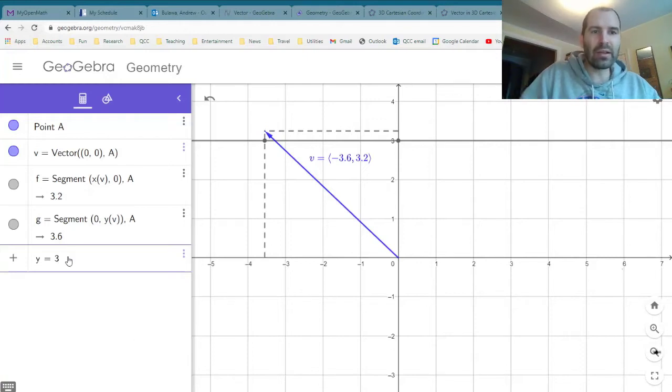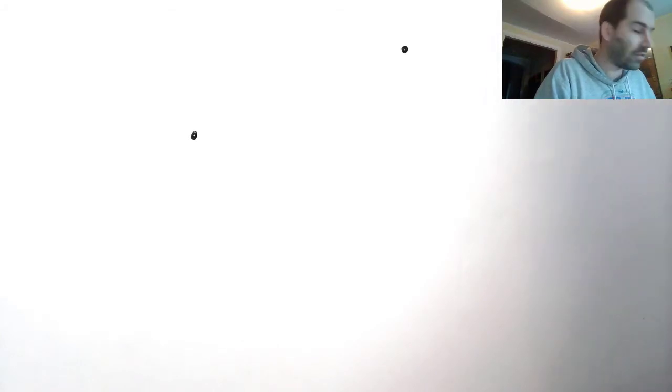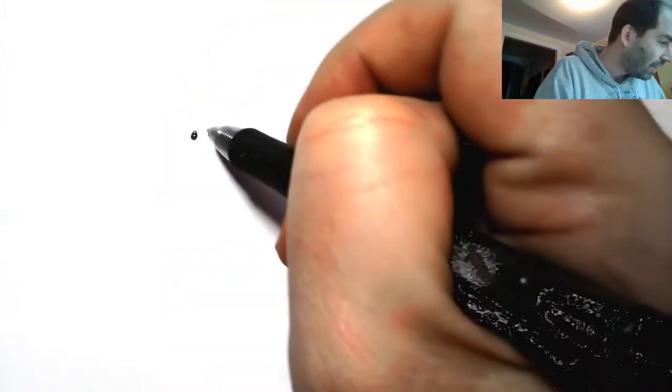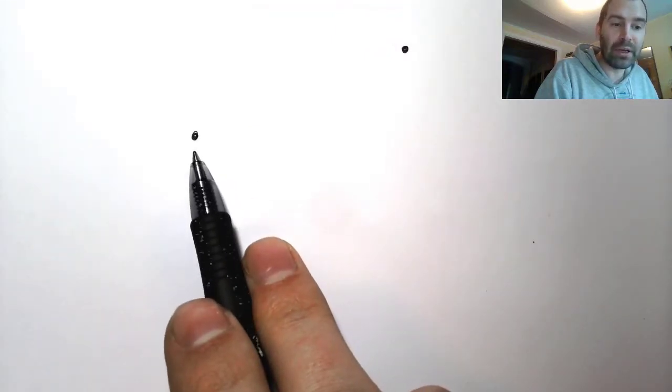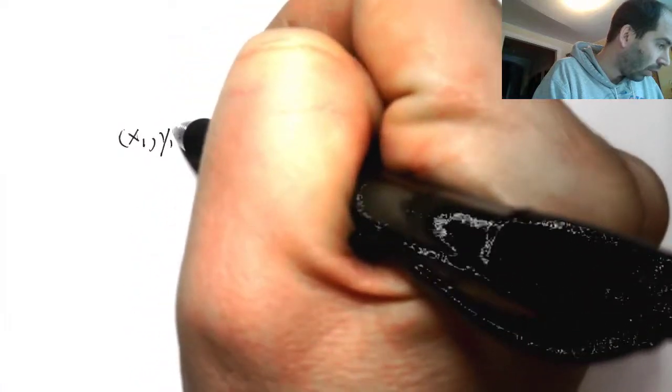The next thing that you might learn about in two-dimensional coordinates is how to compute distances. For this, I'm going to just use a piece of paper here. If I want to compute the distance between 2 points, suppose I have a point over here and a point over here, and suppose that these points have coordinates. This is my first point, so its coordinates are going to be x1 and y1. So x1, y1.